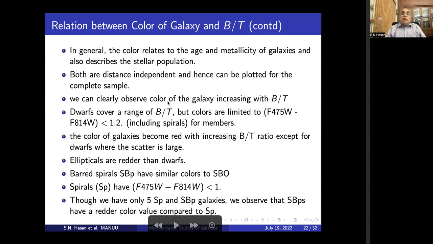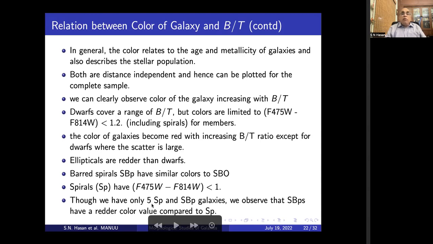We can clearly observe the color of the galaxy increasing with B/T, and dwarfs cover the range of B/T ratio, but colors are limited to F475W minus F814W less than 1.2, including spirals for members. The color of galaxies becomes red with increasing B/T ratio, except for dwarfs where the scatter is large. Ellipticals are redder than dwarfs. Barred spirals have similar colors as SB0s, and spirals have a color less than 1.